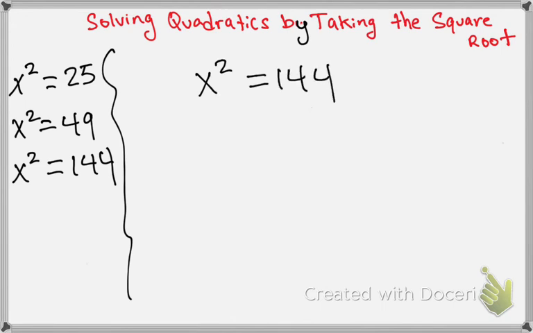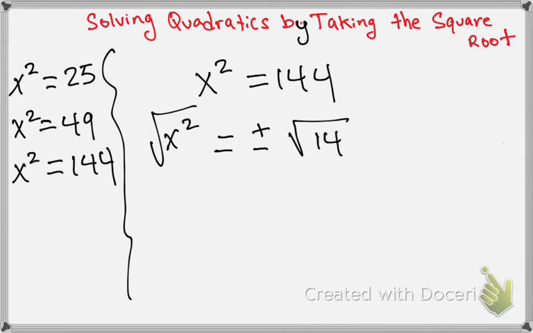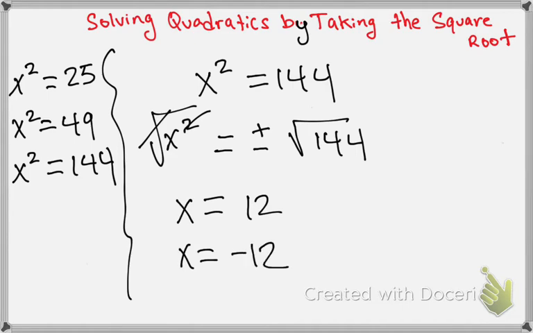Alrighty, so I'll rewrite. We know we take the square root of both sides, but always remember it's the positive and negative square root of 144. Let me just clean that up a little bit. This will cancel both out, so therefore we're just left with x is equal to 12 and x is equal to negative 12. Very simple. Remember again, think of that graph and how that would look.